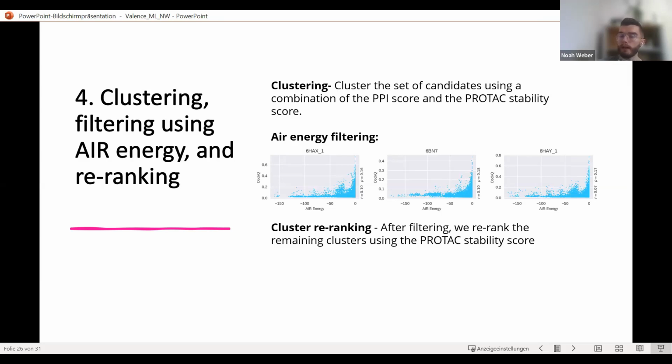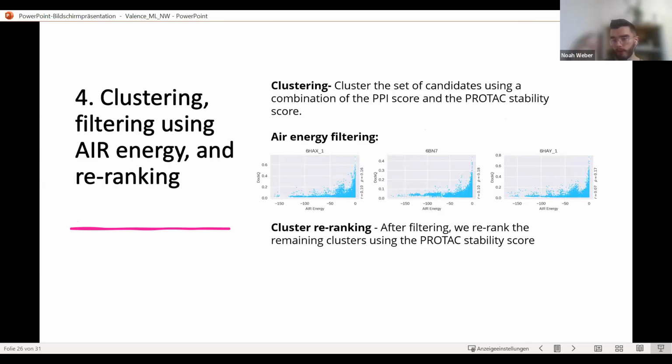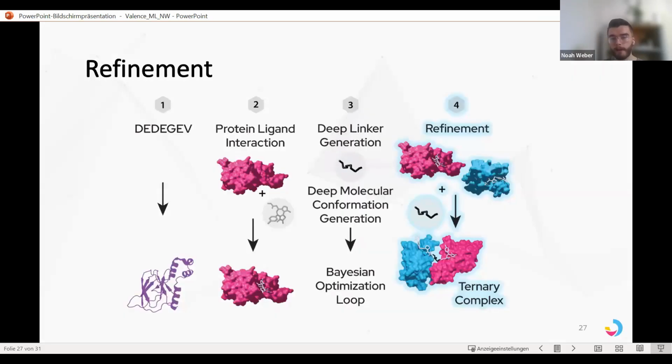And finally, what happens is the cluster re-ranking. Once we have finished with the AIR energy, we re-rank the remaining clusters using the PROTAC stability score. PROTAC stability score, again, we mentioned here. And why we did it, what's the reason behind it? It was essentially a kind of quantitative research where we had these different data points, and we just saw what produces at the end the best hits or the best selection of the candidates. And that's step number 3.